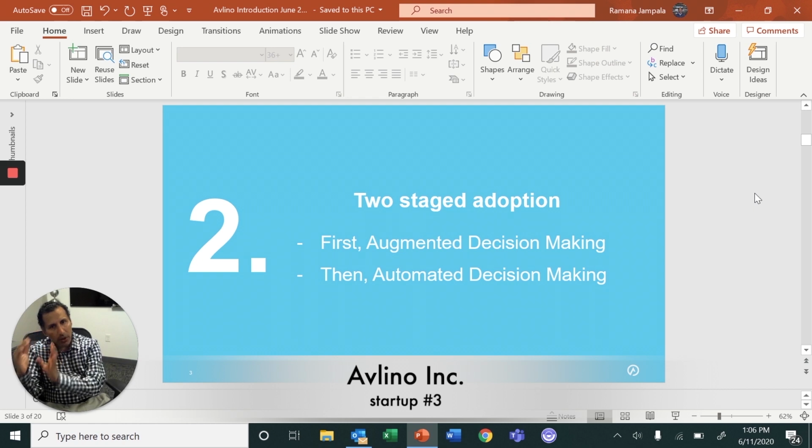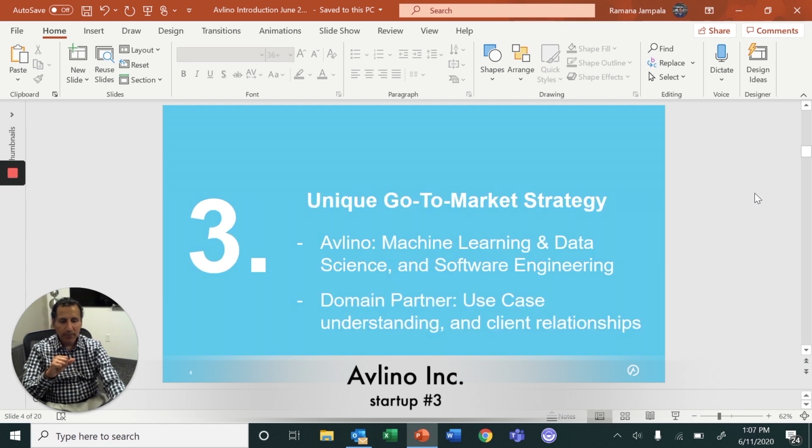The first is augmented decision making, which means you're enabling a business analyst with the right data, right analytics, and right machine decision making for him or her to augment their decision making. Then once they have the confidence of deploying the system, we can go ahead and implement automated decision making, where you can directly embed this into a business process without the need of having a business analyst.